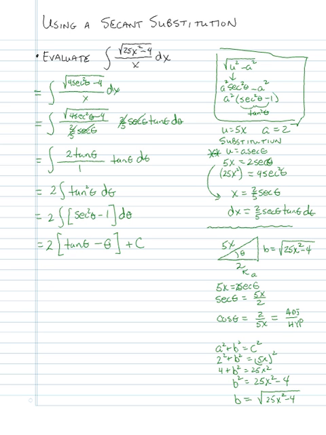Okay, well, here we go then. We're going to replace tangent of theta. What is tangent of theta? Well, tangent of theta is opposite over adjacent. So in this case, the opposite side is the square root of 25x squared minus 4, and the adjacent side is 2. And then we have minus theta.